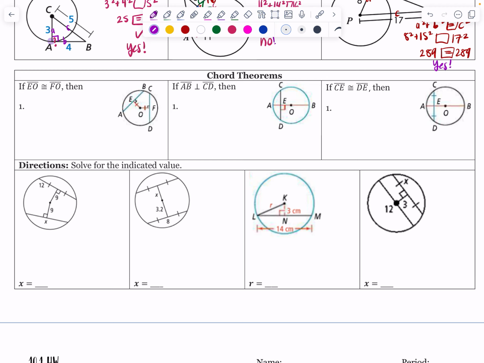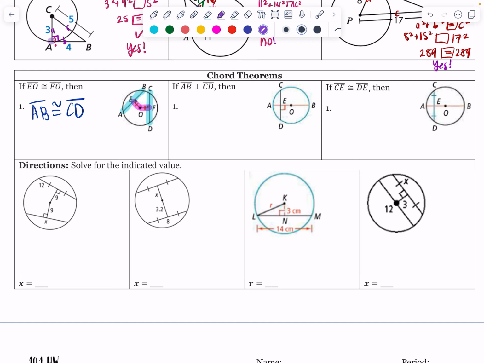So if we know, this is what it says. I'm just going to read it how it's written. If E to O, this distance from the center to a point on that chord, is congruent to F to O, then we know that those chords are going to have to be congruent. So just meaning if you swung AB around, it would be perfectly on top of CD. So I'm going to write that out. Those chords are going to be congruent. So A to B is going to be congruent to C to D. So if they're the same distance away from the center, then those chords are congruent.